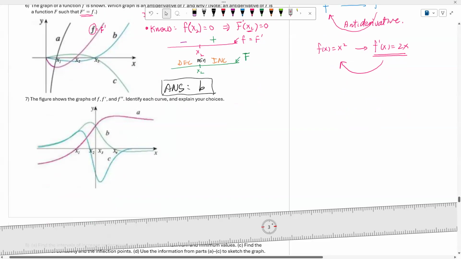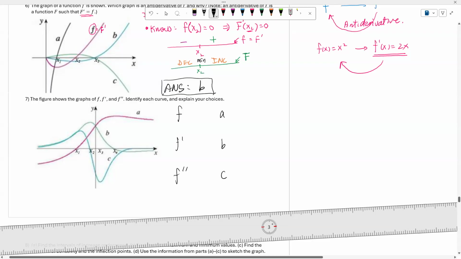Now the next problem. The figure shows three functions a, b, and c, and they represent the function f, f prime, and f double prime. I would like to identify each curve and explain my choices. So in this case, what I would like to do is match f, f prime, and f double prime to a, b, and c. Maybe let us start, right? We always want to start somewhere.